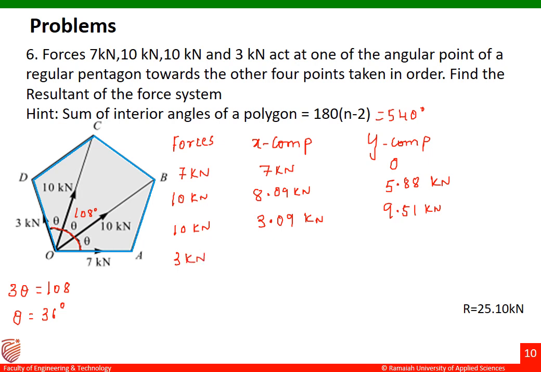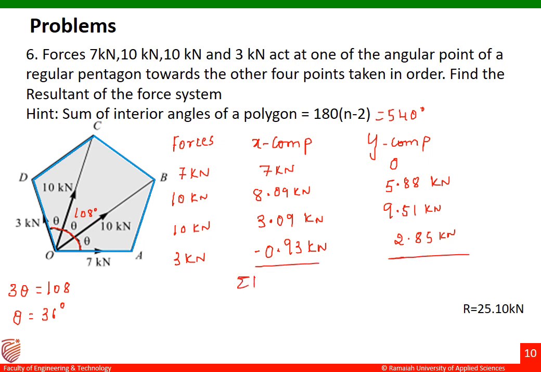We'll go for the last force, that is 3 kilonewton. It is falling in the second quadrant, at 108 degrees. That means the x component will be negative and the y component will be positive. That is 3 into cos 108, you'll get the answer as minus 0.93 kilonewton. And then the y component is 2.85 kilonewton.